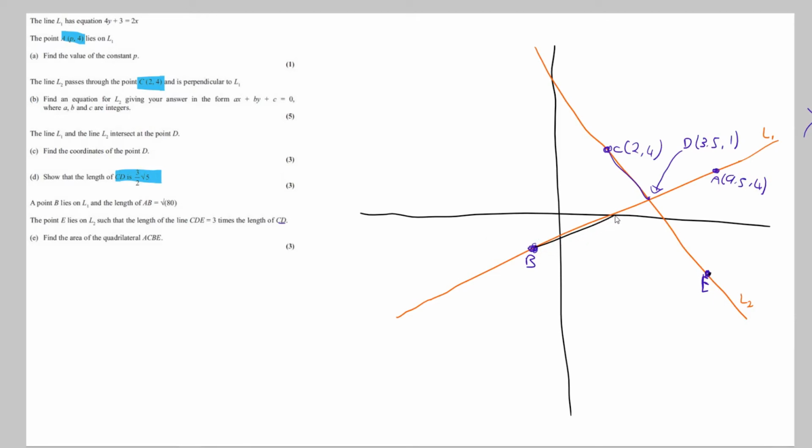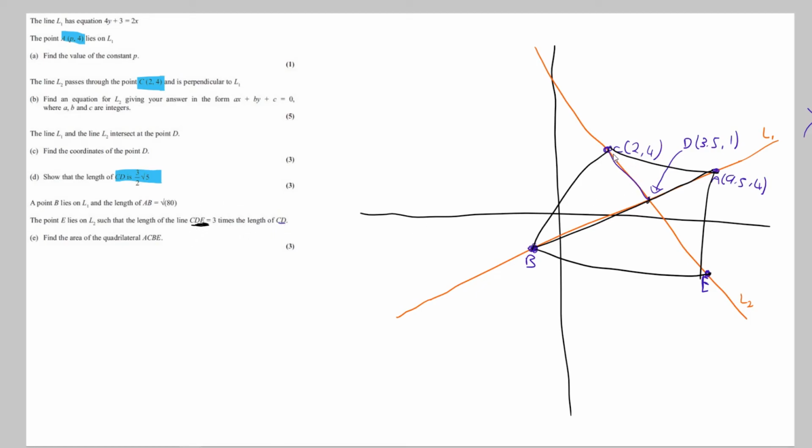Because if we split this shape here into 2 parts, into 2 triangles, which we already know the lengths of some sides of, or something like this, we can actually work out the area. So we can work out the triangle ABC and also the triangle BAE because of the lengths we are given. So first of all, we actually need to know the length of CDE to work out the length of DE. So we're told it's 3 times the length of CD.